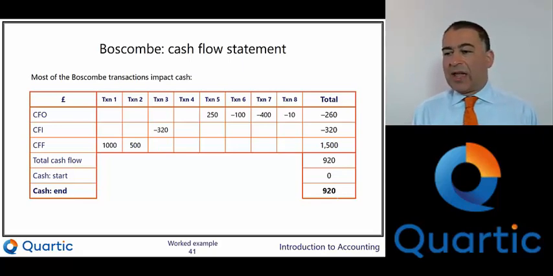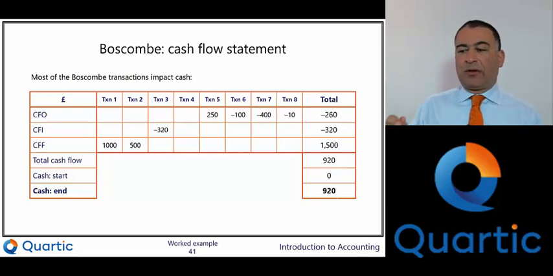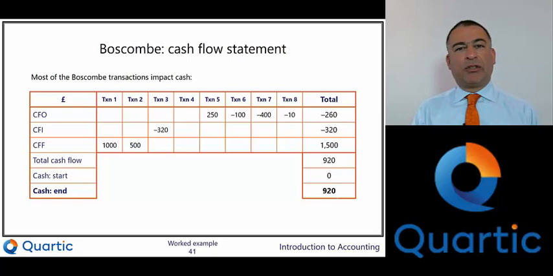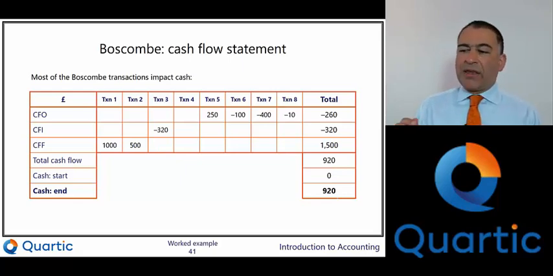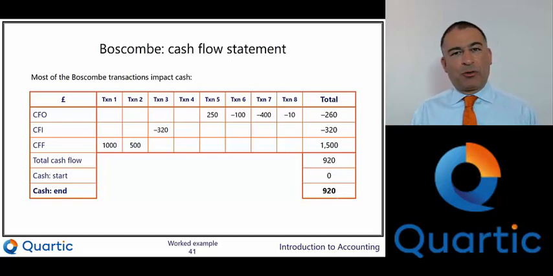And you can see there that our total CFO, 250 minus 100 minus 400 minus 10, gives us minus 260. CFI is just the machine of minus 320. CFF is 1,500 that we have received in as an investment. Now add those three up, you get to 920, and given that we started with 0 cash and we ended with 920, you can see it has reconciled.